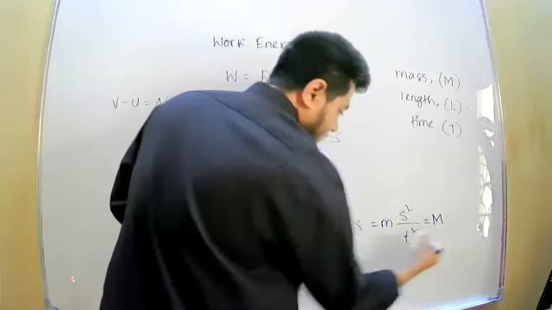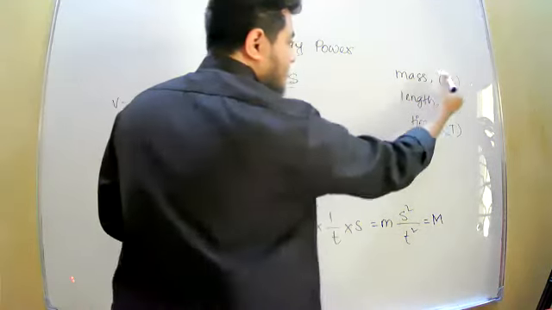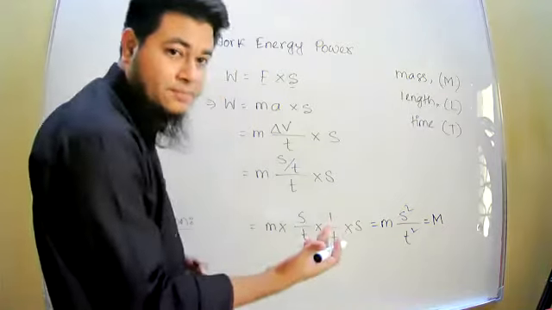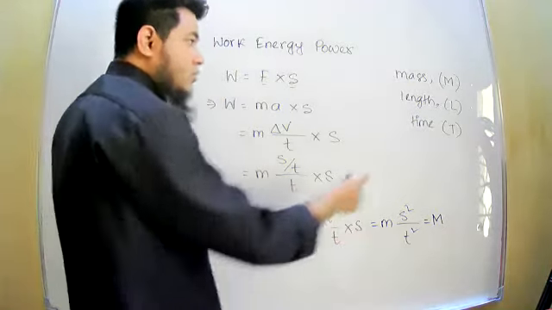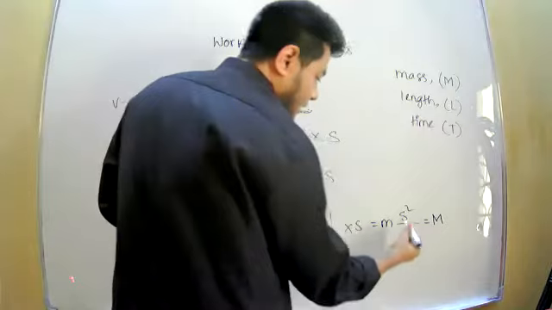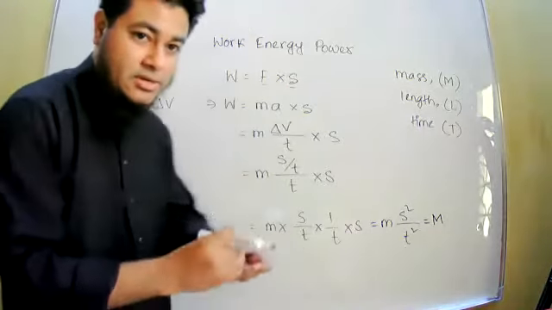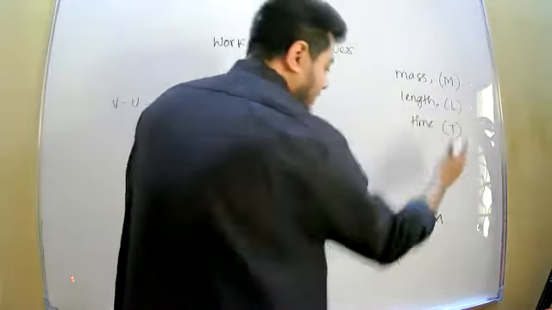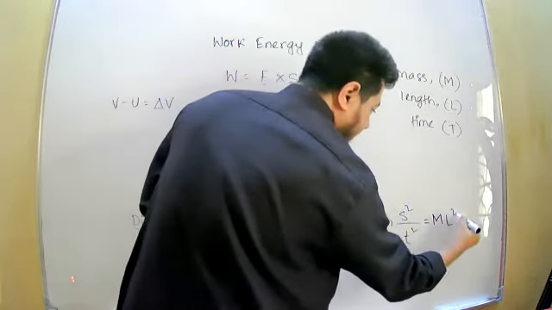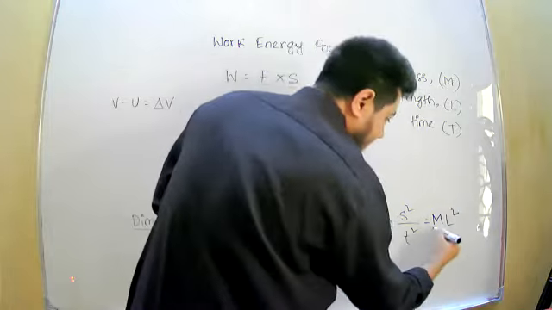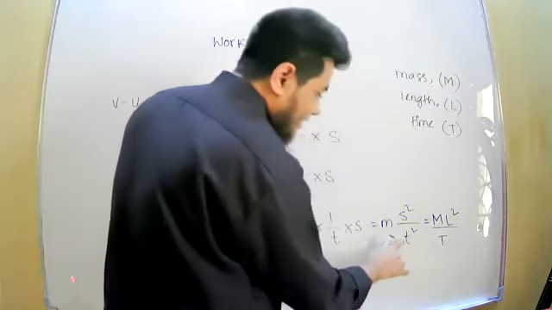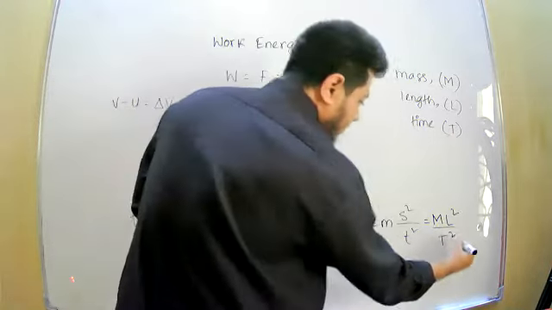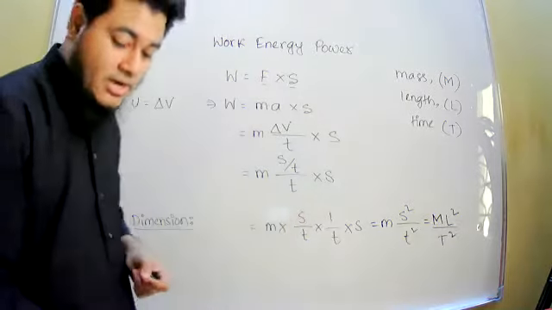Mass is expressed with capital M. Whenever we are writing the dimension, we have to put the capital letter, right? And S is the displacement. Now, displacement is a length, right? Yes. L, S square will become L square. Then divided by time, which is T, T square, right? So this should be our answer.